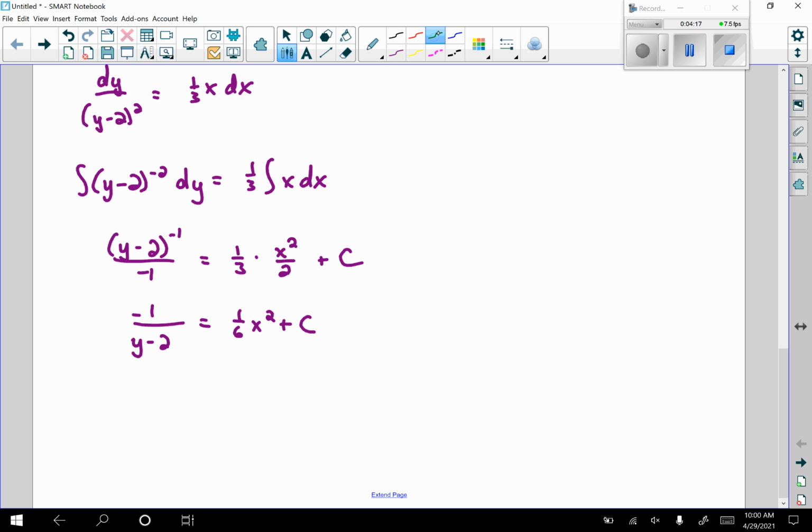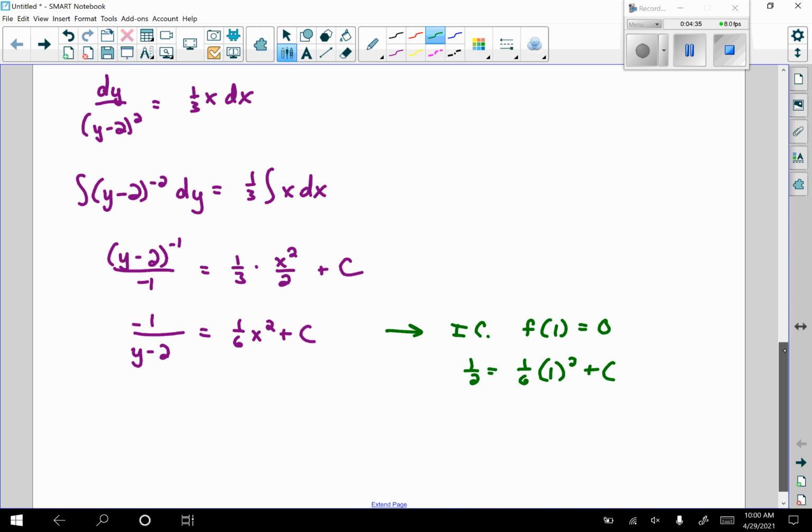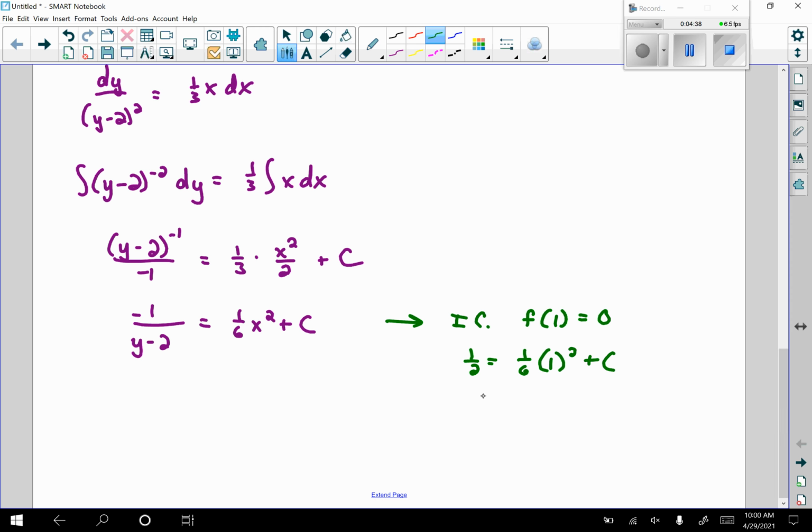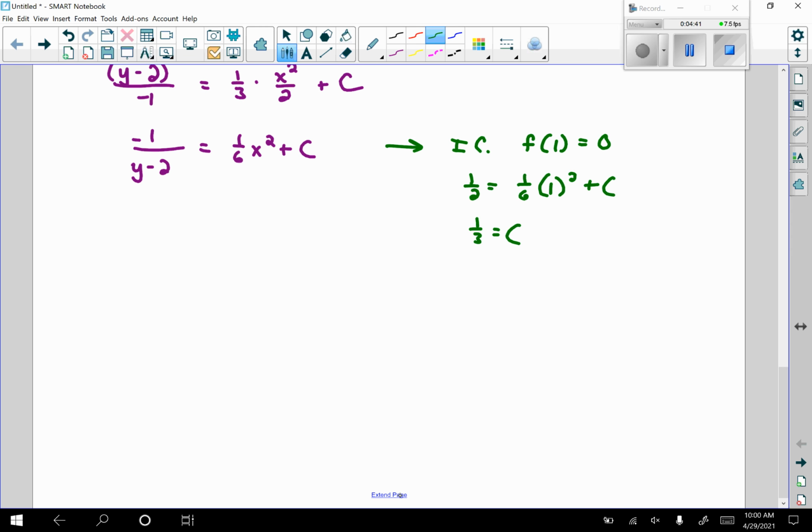Now it's at this point that it's the easiest to use the initial condition that f of 1 is equal to 0. So then that means if y is 0, we'll have 1/2 is going to equal 1/6 times 1 squared plus c. So 1/2 minus 1/6 is 3/6 minus 1/6. We get 2/6 or 1/3. So c is equal to 1/3. And now we'll continue. So we'll get negative 1 over y minus 2 is equal to 1/6 x squared plus 1/3. Just to make it easier, because I am going to need to take the reciprocal, I'm going to write this right side as just one fraction.